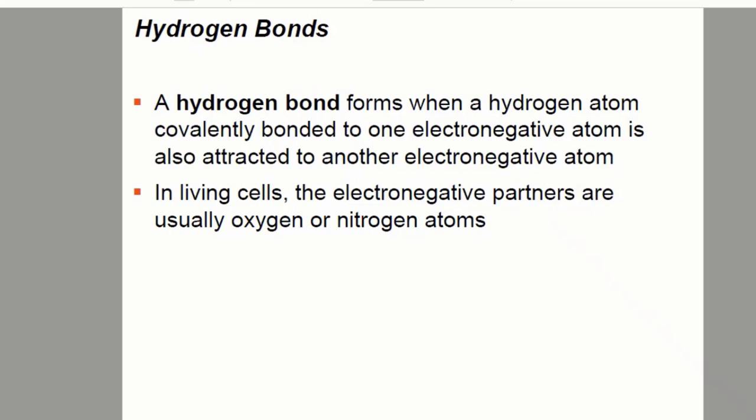Hydrogen bonds, like I think we touched a bit on this slide last time, form when a hydrogen atom covalently bonded to one electronegative atom is also attracted to another electronegative atom. And this happens in living cells because the electronegative partners are usually oxygen or nitrogen atoms.